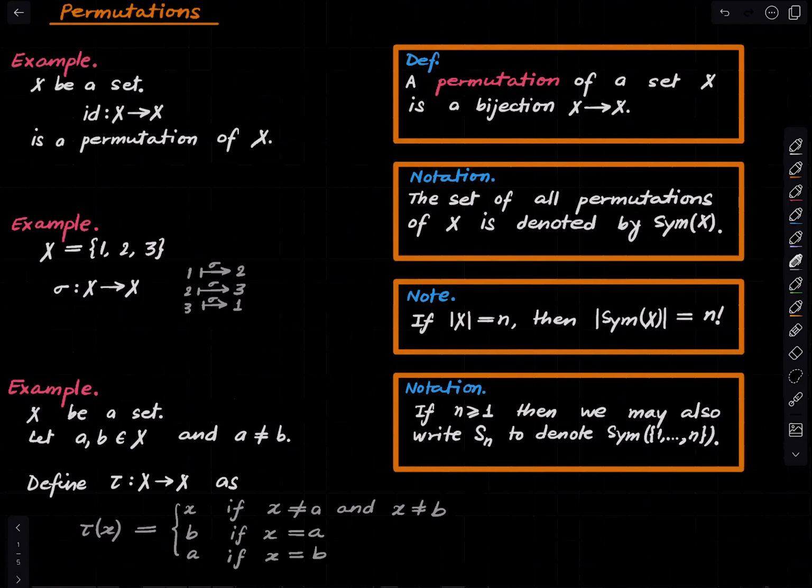So pictorially what is happening is, let's say this is our set X. This is a and that is b. What we are doing is tau sends a to b, b to a, and keeps everything else fixed. Such permutations are going to have a special place in our discussion. First of all, verify that this is indeed a permutation, very easy to verify. These are called transpositions. We'll get to them.